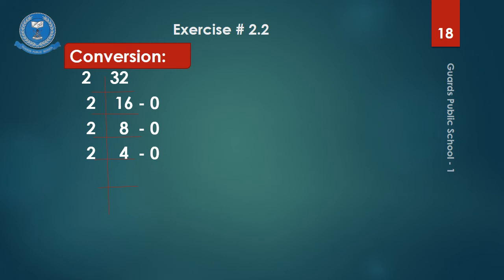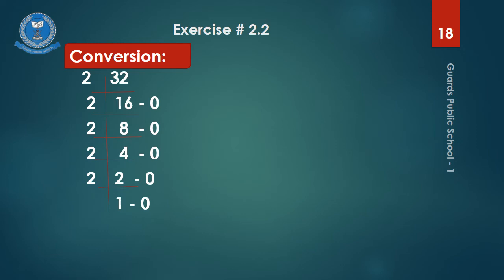Now this 4 will be divided by 2. So what do we get? We get 2 with remainder 0. Now this 2 will again be divided by 2. So when we divide 2 by 2, we get 1 with remainder 0.